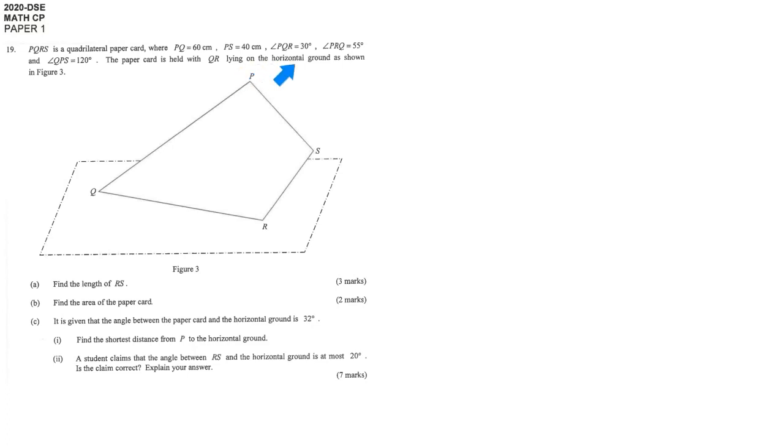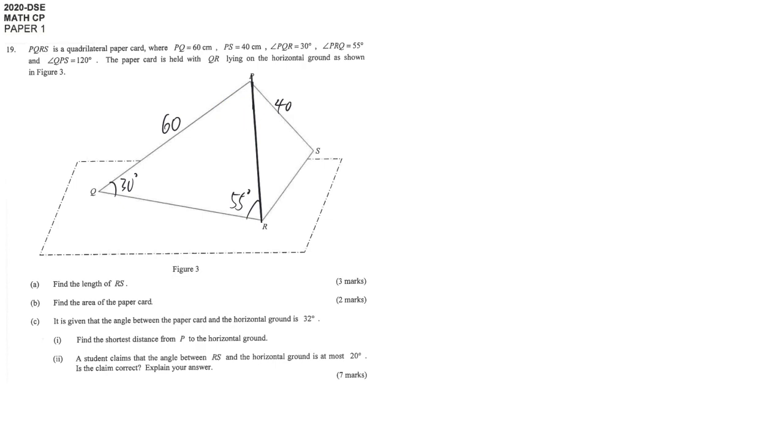There is a horizontal ground, which is the QR line on the horizontal ground, the dotted plane here, which means this quadrilateral is an inclined plane. PQ is 60 while PS is 40, and then angle PQR is 30 degrees. Angle PRQ, so you need to connect them, is equal to 55 degrees, and then finally angle QPS, this angle, is 120 degrees.